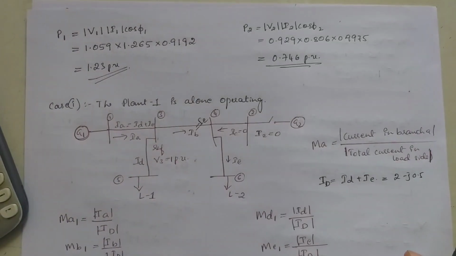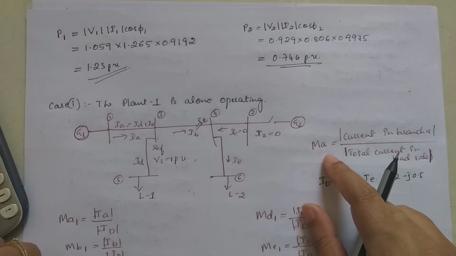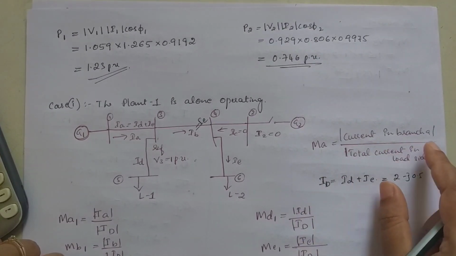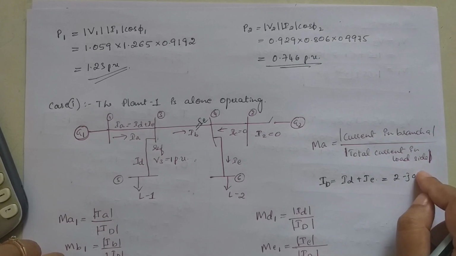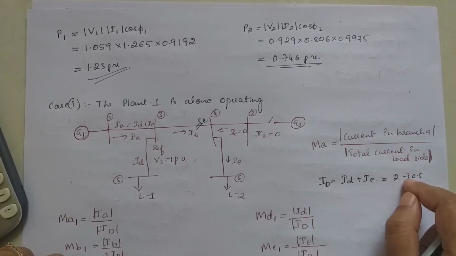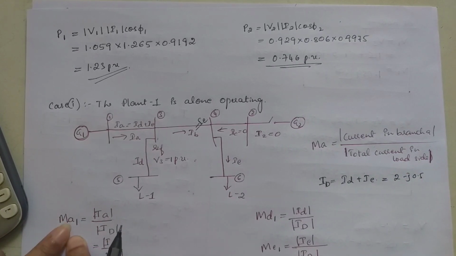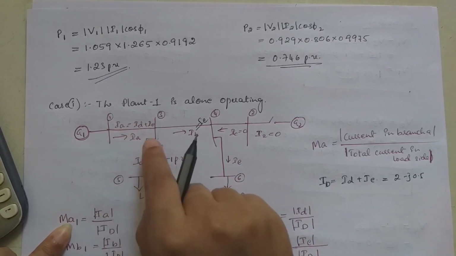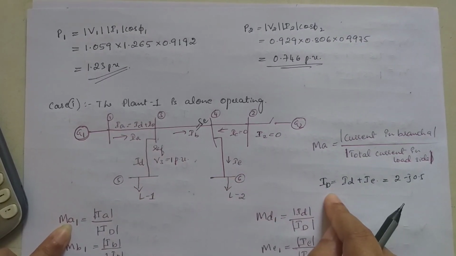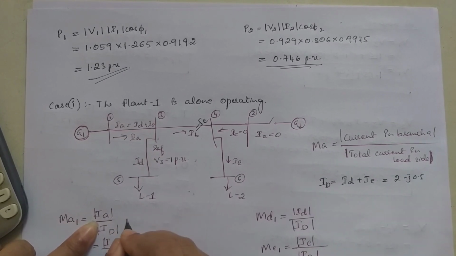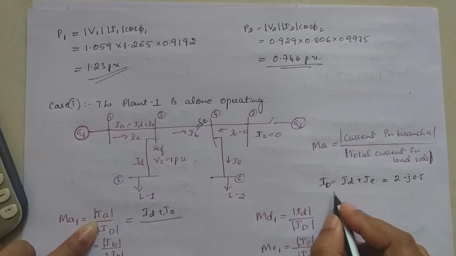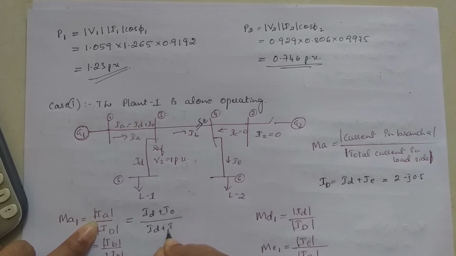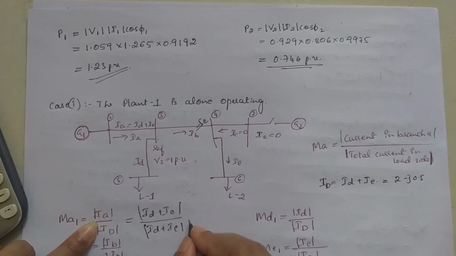The current distribution factor can be defined as the ratio of current in the branch to the total current in the load side. So MA1 is equal to the current in branch A, which is IA, divided by the total current in the load side, which is ID. So IA divided by ID. IA is ID plus IE, and ID is ID plus IE. So both cancel. It is equal to 1.